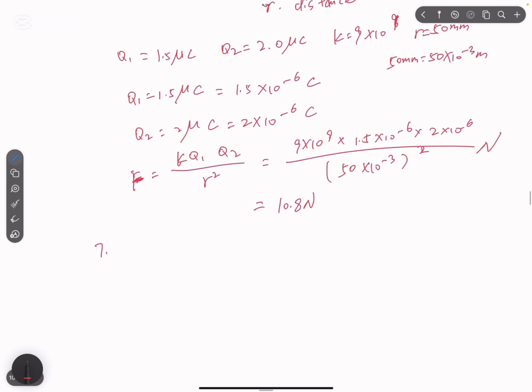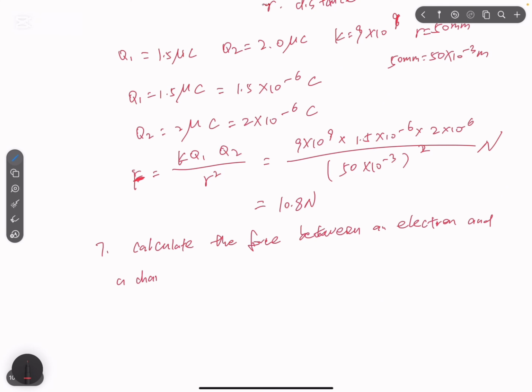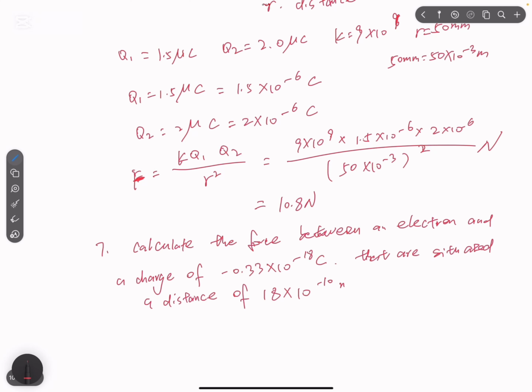Also, number 7, we need to calculate the force between an electron and another charge of minus 0.33 times 10 to the minus 18 coulomb, at a distance of 18 times 10 to the minus 10 meter, and we also have K equal to 9 times 10 to the 9.